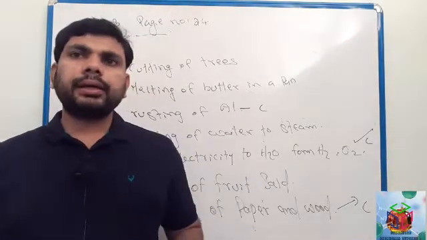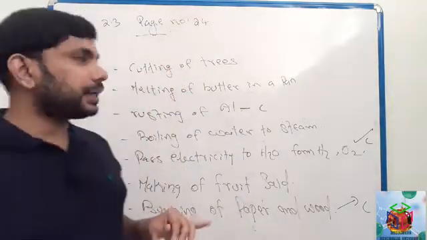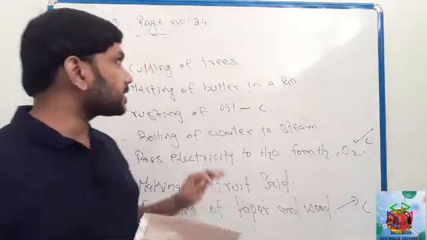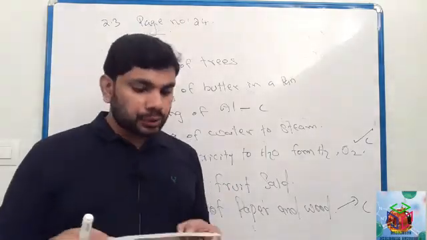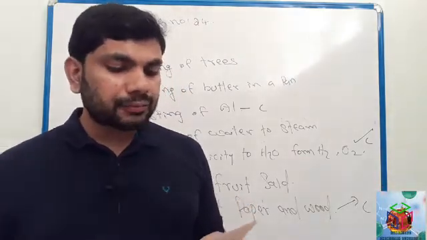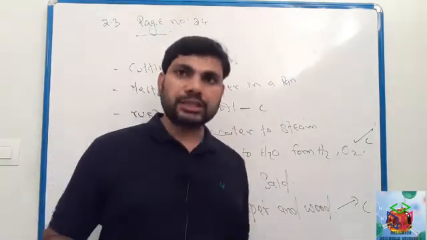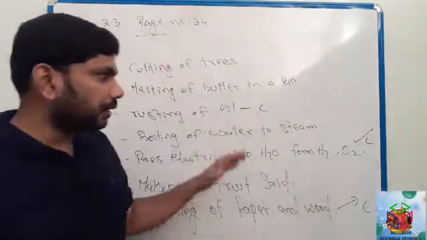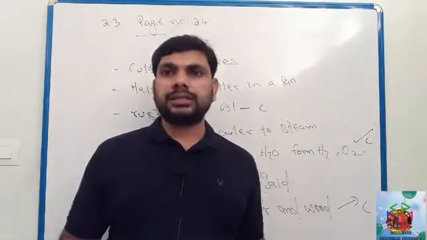Clear? Okay, next one we have to discuss is exercise 2.3, and you can find this exercise on page number 24. Okay, so the question is: classify the following as chemical and physical change. You have a list of changes. Some changes are given. We have to classify these as physical change or chemical change.